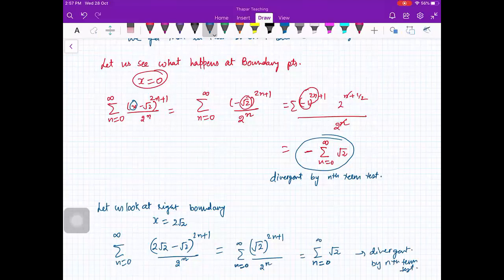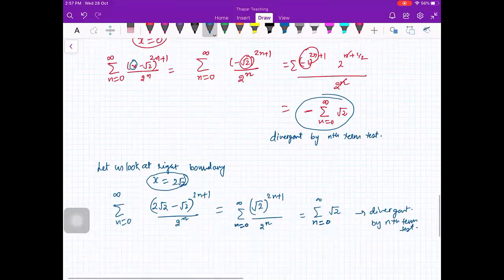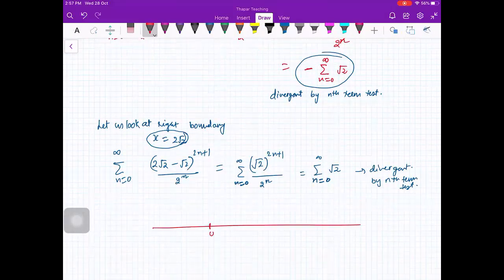Now you see in the theorem we say if at any point it is divergent, then outside everywhere it will be divergent. Is that okay? So we get that from 0 to 2 root 2 it is convergent, and at these points we get divergent. And the theorem tells us if you get any point where your series is divergent, outside everywhere it is going to be divergent.